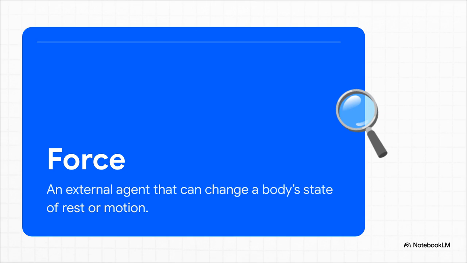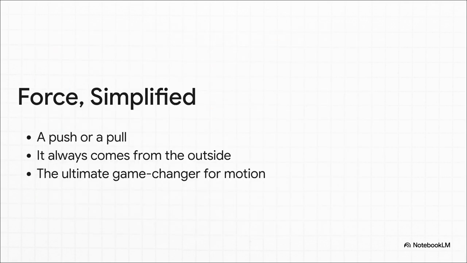Okay, so the textbook definition is pretty straightforward. An external agent that can change a body's state of rest or motion. I know, it's a short sentence, but it might be one of the most important ideas in all of science. Let's really unpack what that means. At its very core, a force is just a fancy word for a push or a pull. Simple as that. But here's the key, the part you absolutely have to remember. It always comes from the outside. An object can't push or pull itself.